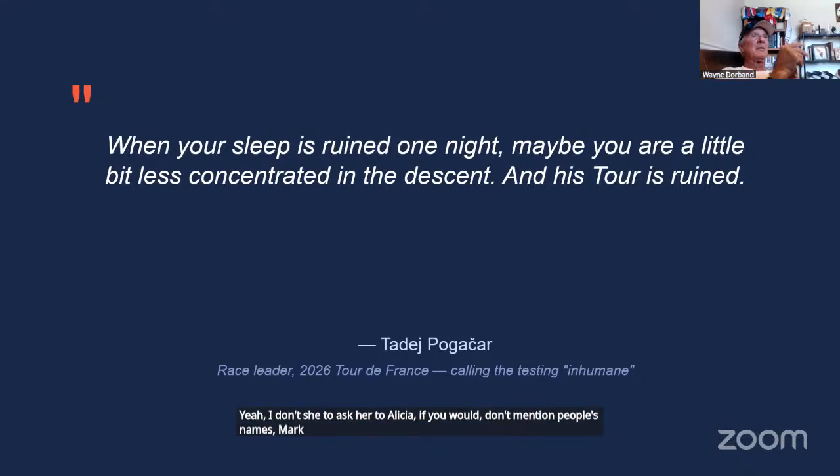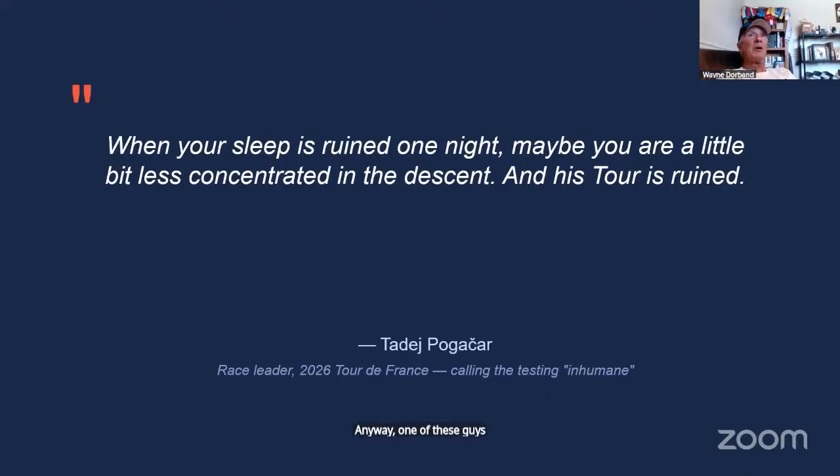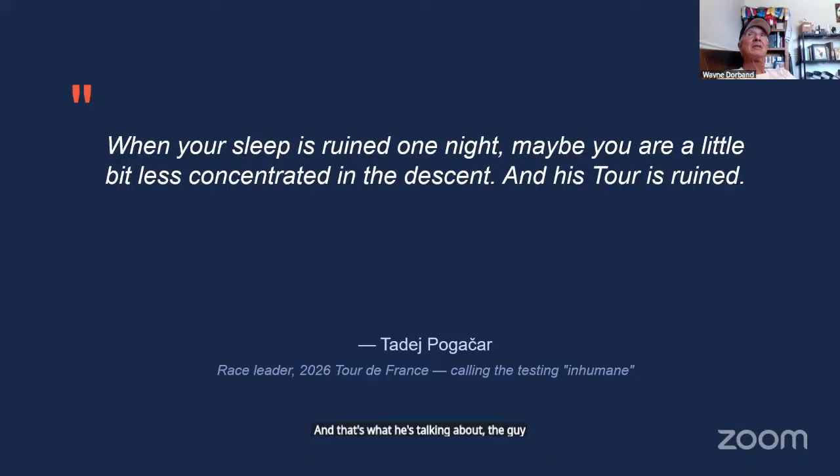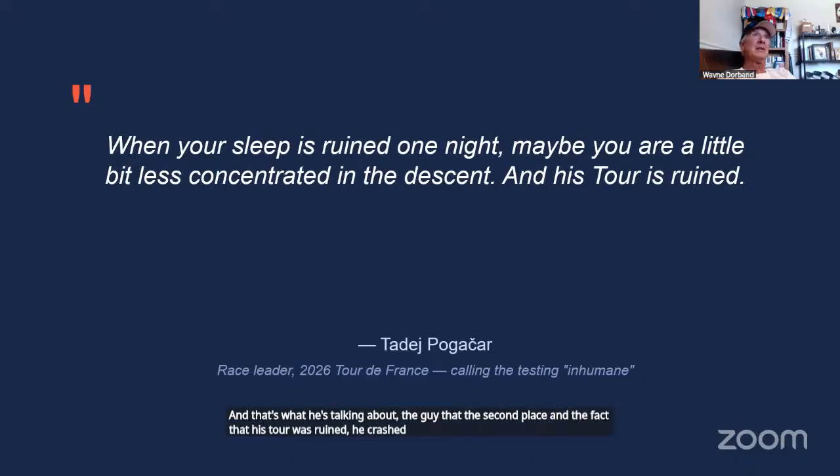That doesn't work. Okay. But anyway, one of these guys that was tested, the one who was leading the way, was quoted as saying, when your sleep is ruined one night, maybe you're a little bit less concentrated on the descent. And that's what he's talking about, the guy in second place, and the fact that his tour was ruined. He crashed and he's done. And this is his highest rival. This is a really good guy, Tadej Pogačar is.